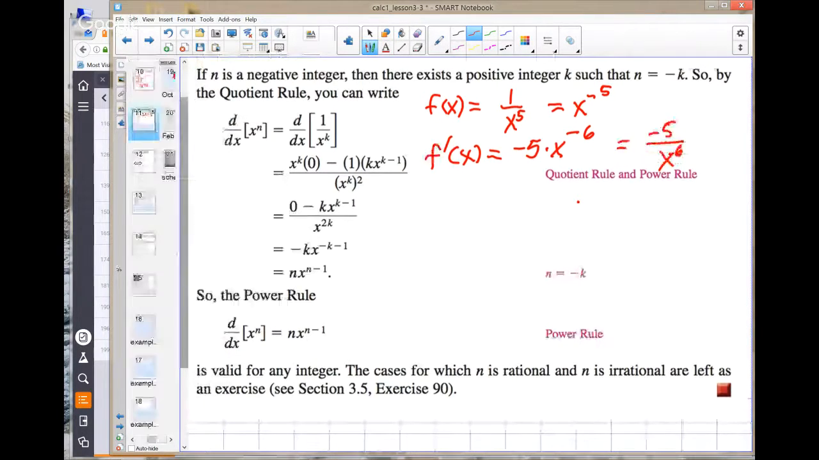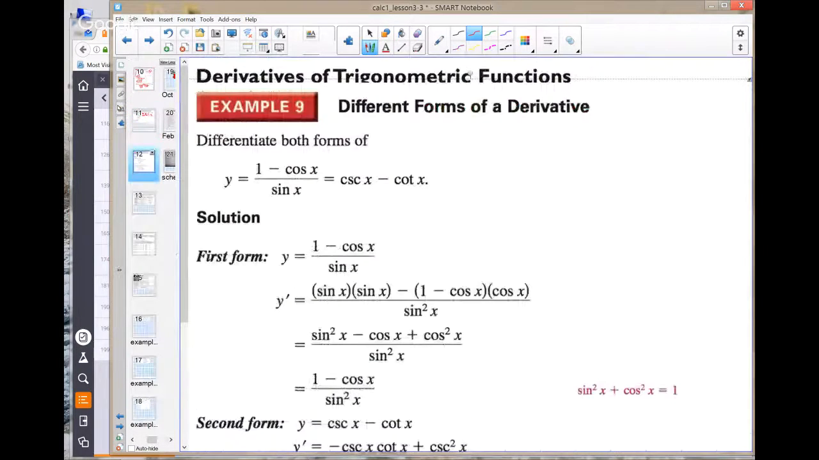Let's find where we are here. Okay. So let's do some trig functions. And these trig functions are going to require us to use maybe the product rule or quotient rule. So here's our problem, example 9 here.